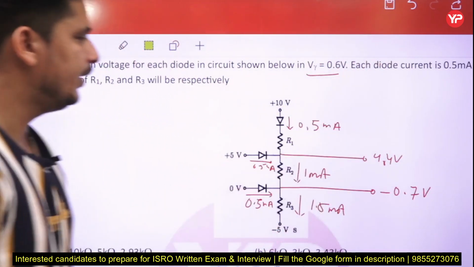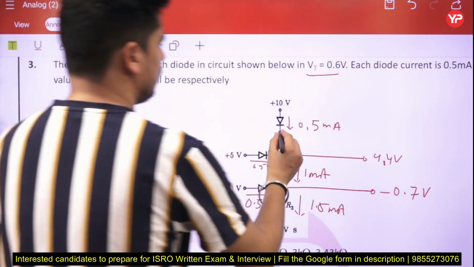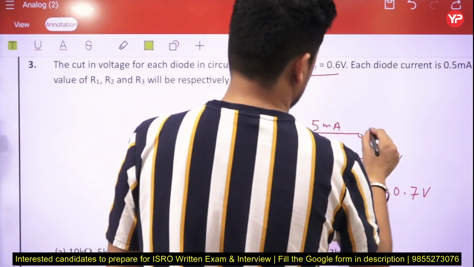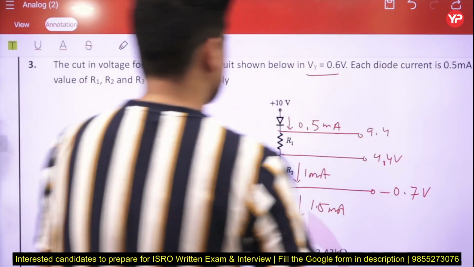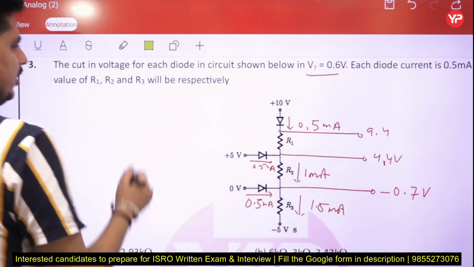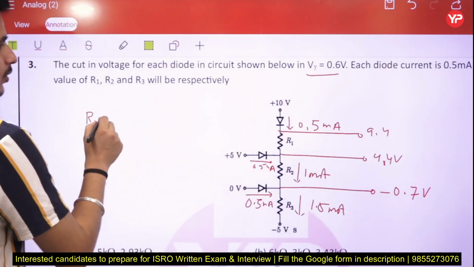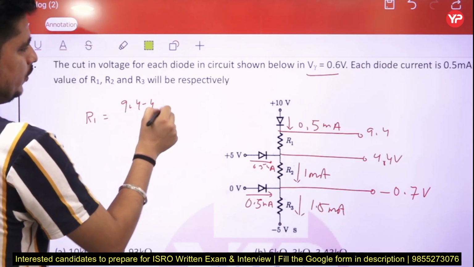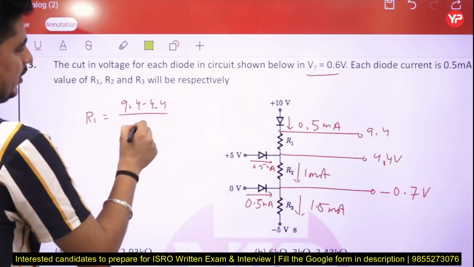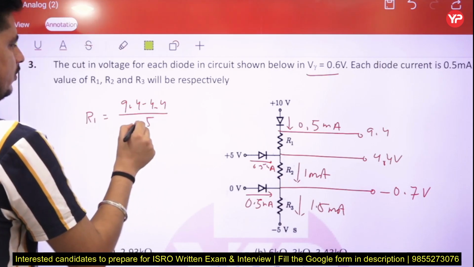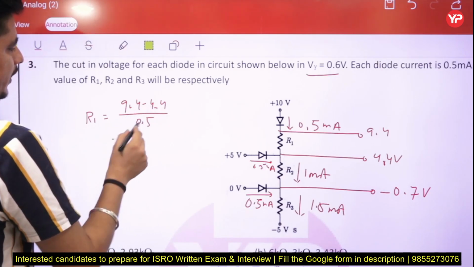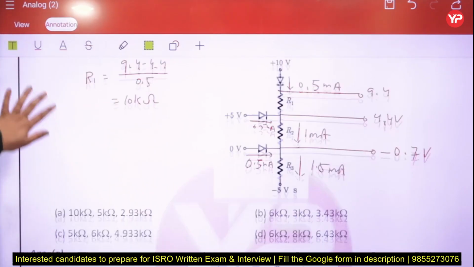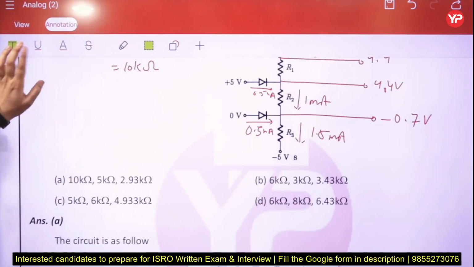Next is 5 here. Now we can easily calculate this one. The voltage at this terminal is what? 10 minus 0.6, that is 9.4. So again apply the KVL. The R1 resistance is going to be the voltage drop across that resistance, 9.4 minus 4.4, divided by the current 0.5. So that will be 5 divided by 0.5, 10 kilo ohm. The first resistance is 10 kilo ohm. You can check it, only one option has 10 kilo ohm, option A.